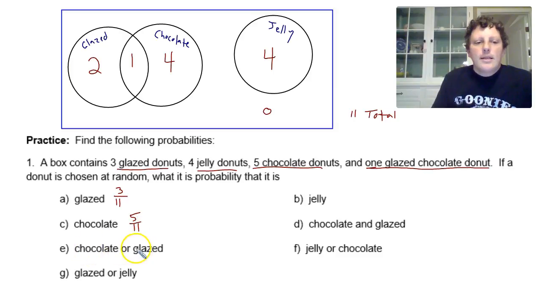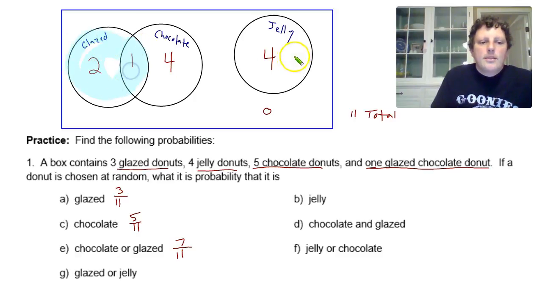Now, chocolate or glazed is one or the other or both. So that's this whole area in here that we're talking about. 2 plus 1 plus 4 is 7. So we're looking at 7 out of 11. All right, glazed or jelly. Glazed is that whole guy, jelly's that. It says or, so we can count both. So that's 2 plus 1 is 3 plus 4 is 7. So also 7 out of 11.